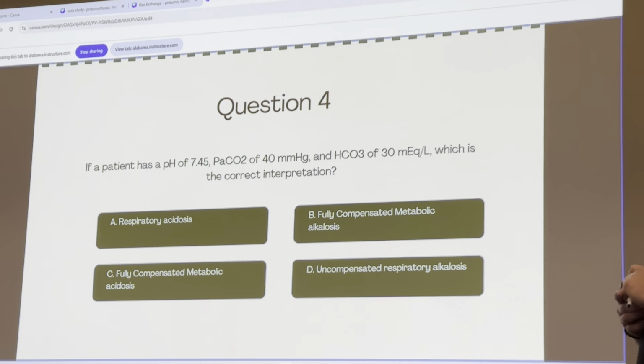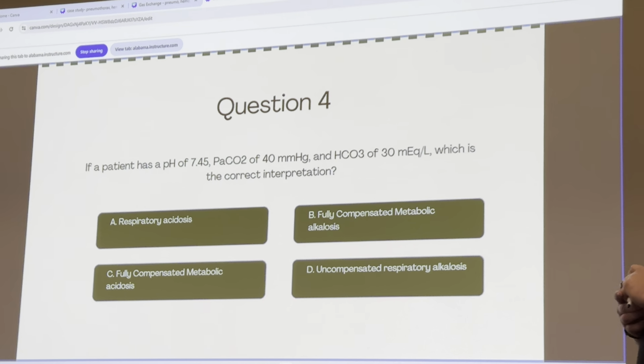Good. All right. This one's a little bit different than the other ones we've talked about. So let's do it real quick. 7.45. That's normal, right? All right. Is it on the high side or the low side of normal though? High side. Good. CO2 of 40. Normal. Bicarb of 30. High, right?